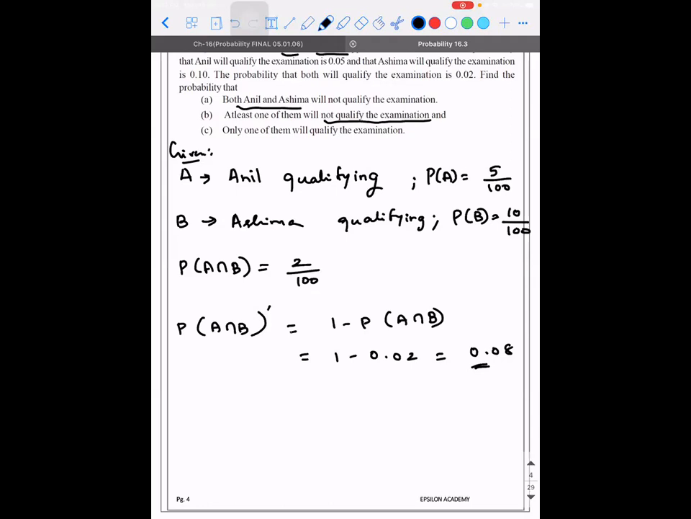Actually, wait, I think I made a mistake here. It is not A union A intersection B dash. Both Anil and Ashima will not qualify means it's a negative statement. I did a mistake here. Can someone tell me what is the mistake I did?